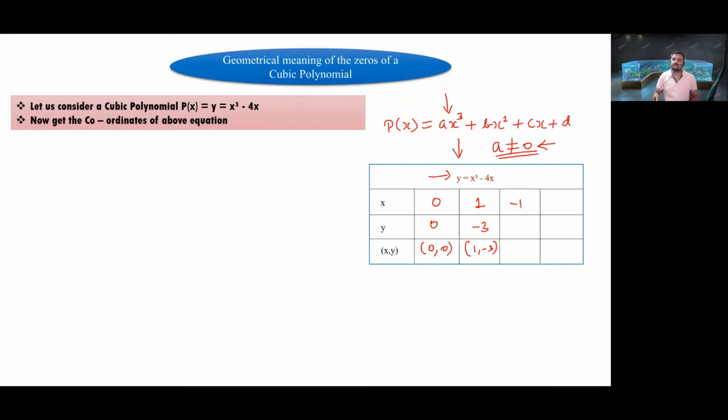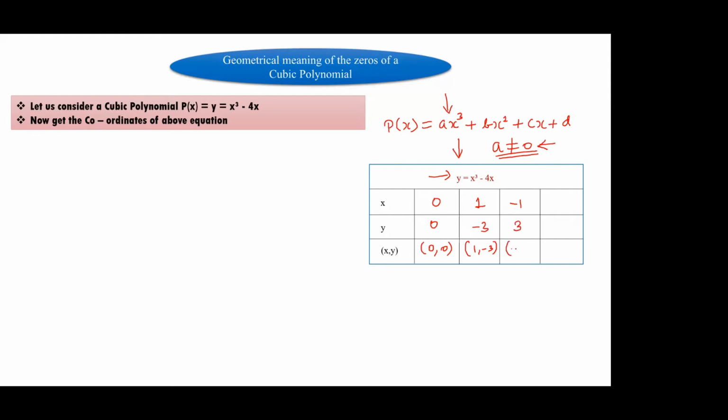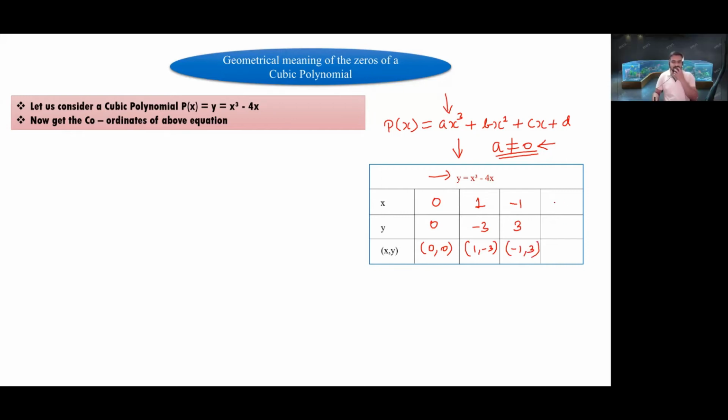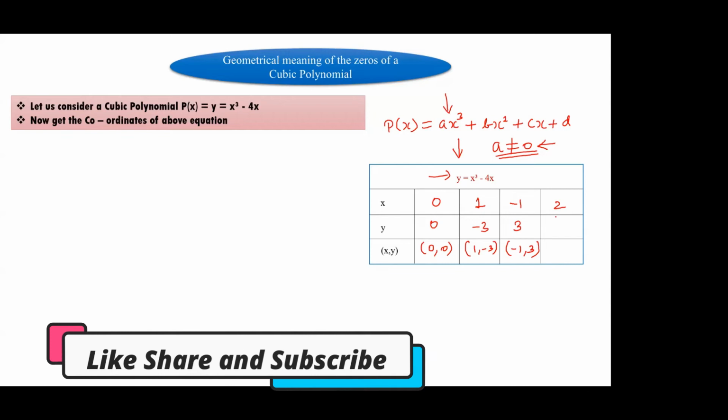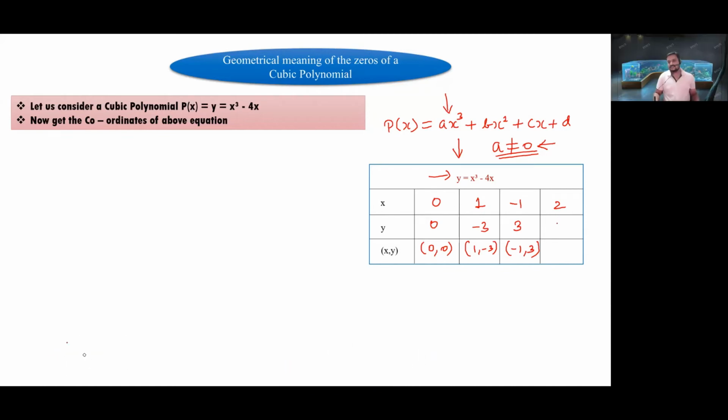Okay, let's put minus 1 now. Minus 1 cube is minus 1, and plus 4, it is 3. So minus 1 comma 3. Okay, next, last coordinate, 2. Sir, if I put 2, 2 cube is 8, 8 minus 8, 0. So 2 comma 0. Okay, likewise you will have to find 6 to 7 coordinates here because you are plotting the graph for a cubic polynomial.